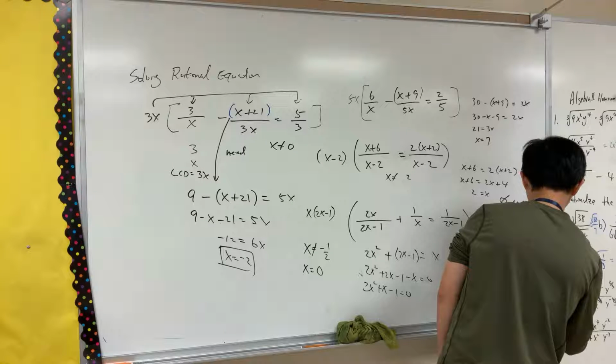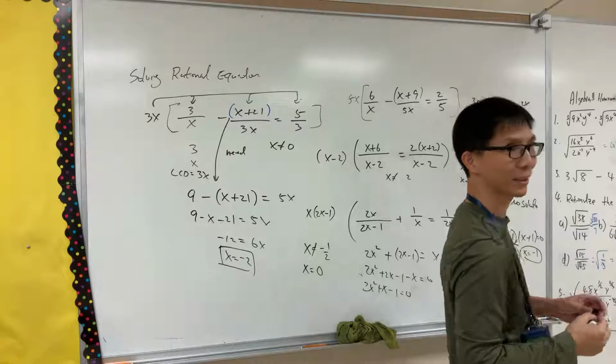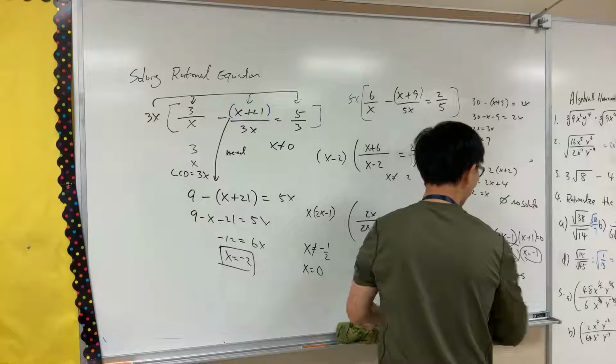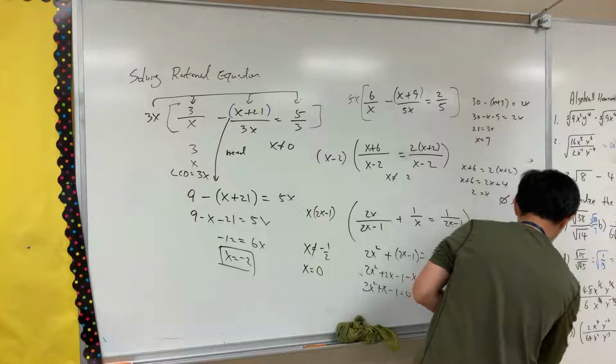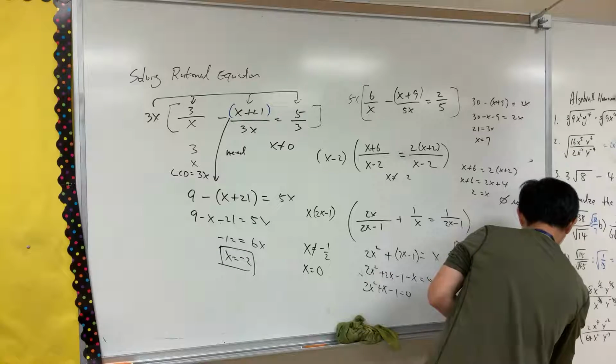I don't know how to spell extraneous. It's okay, nobody would be able to read it anyway. That's why when I do this, I write extra, dot, dot, dot. So what's the answer, just negative 1?